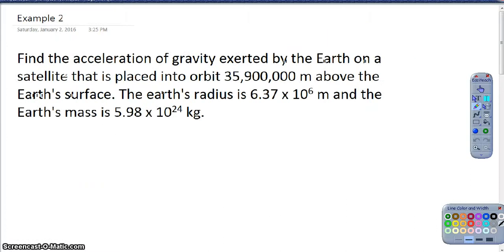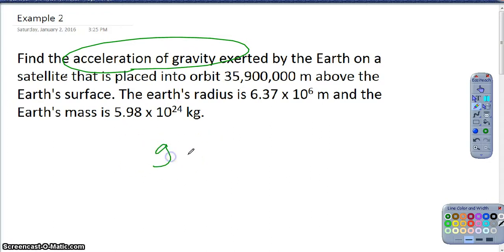Okay, so example 2, probably a pretty easy example if you want to just try it on your own. Find the acceleration of gravity exerted by the earth on a satellite that is placed into orbit this high above the earth's surface, right? So they're asking us just to find the acceleration of gravity and not the force of gravity. And you'll notice they didn't give us the mass of the satellite, so we wouldn't be able to find the force of gravity. But that's okay.